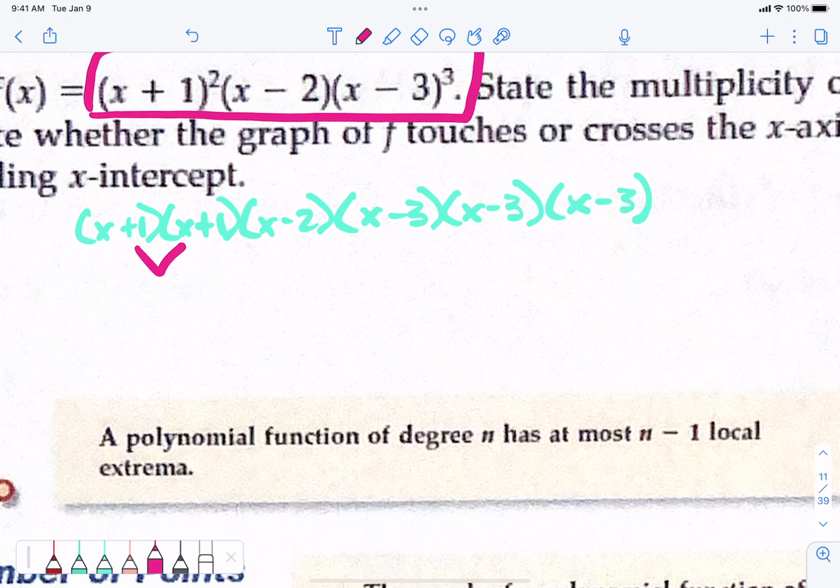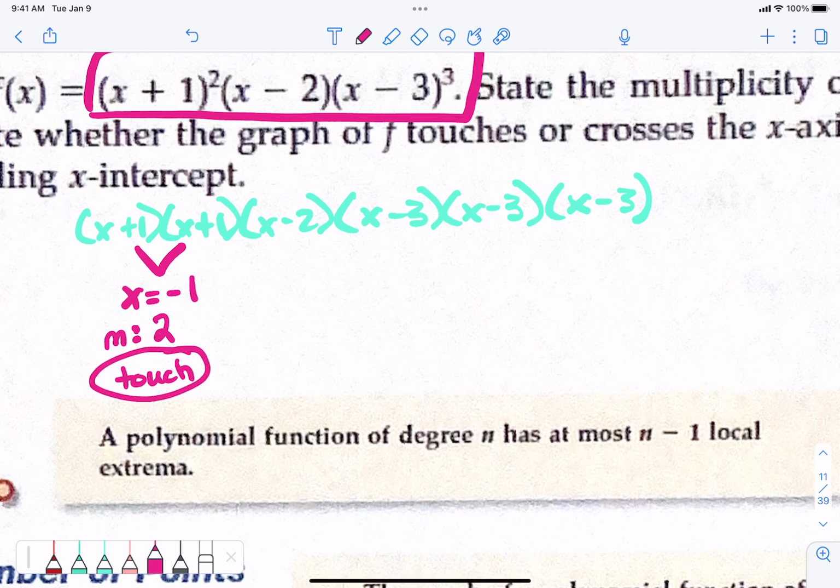So these two, if I set them equal to 0, x will be equal to -1, yeah? Okay, with a multiplicity of 2, because it shows up as an answer twice, right? So at -1, is it going to touch or is it going to cross? At -1, is it going to touch or cross? It's going to touch. It's not going to cross at -1. It's going to touch and it's not going to cross.